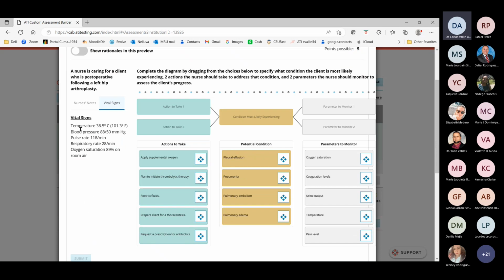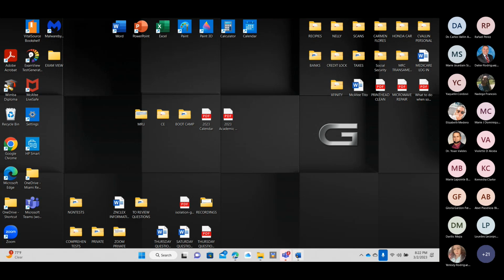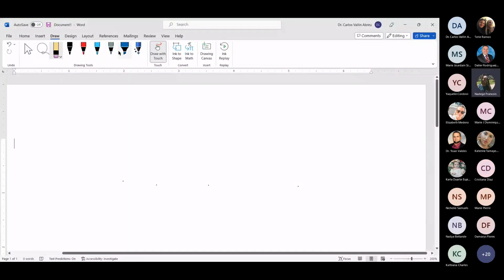Vital signs, temperature, okay, a little elevated. Can pulmonary embolism, DVT, and thrombophlebitis produce low-grade fever? Yes, so it could be a distractor. Blood pressure is low. Why does this patient have low blood pressure? Who can explain that with words? Low perfusion.